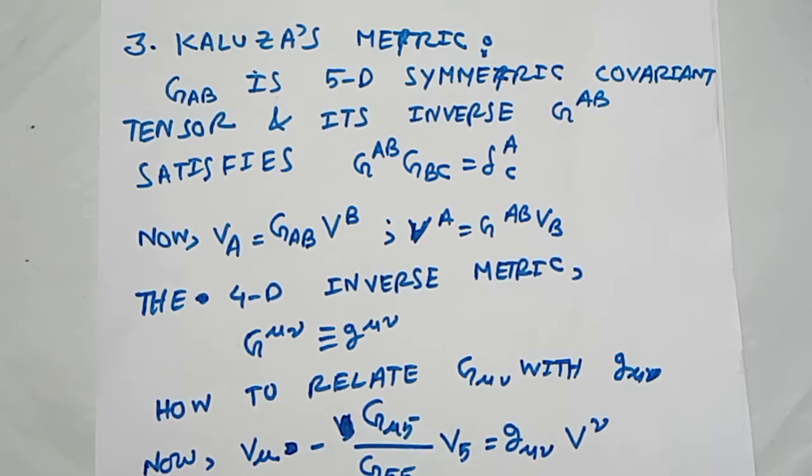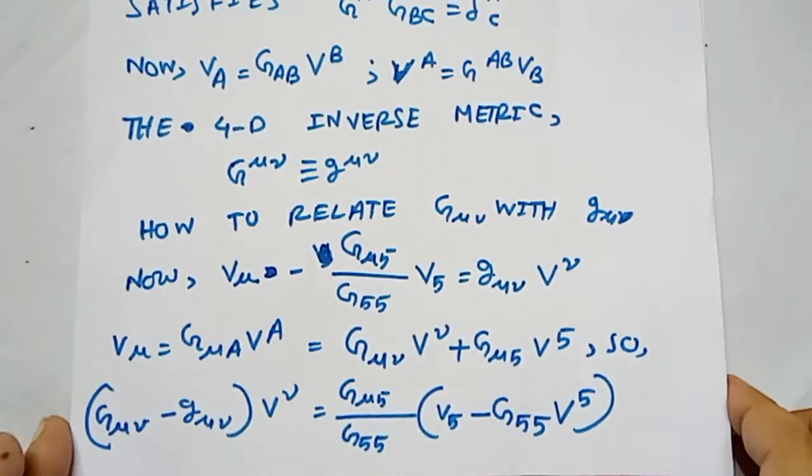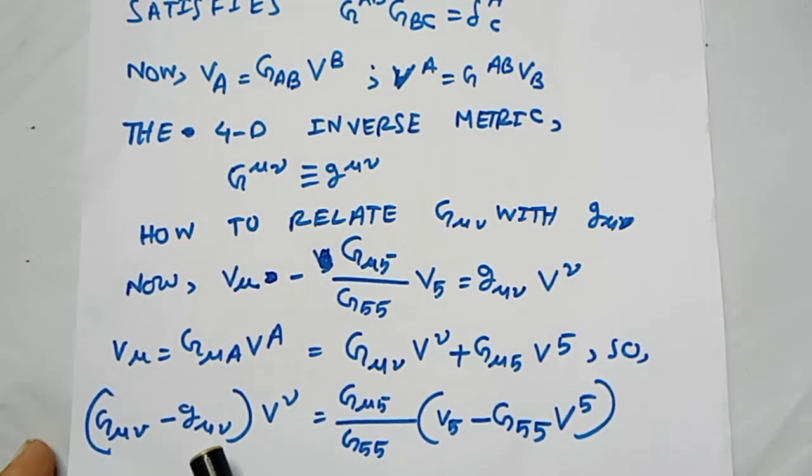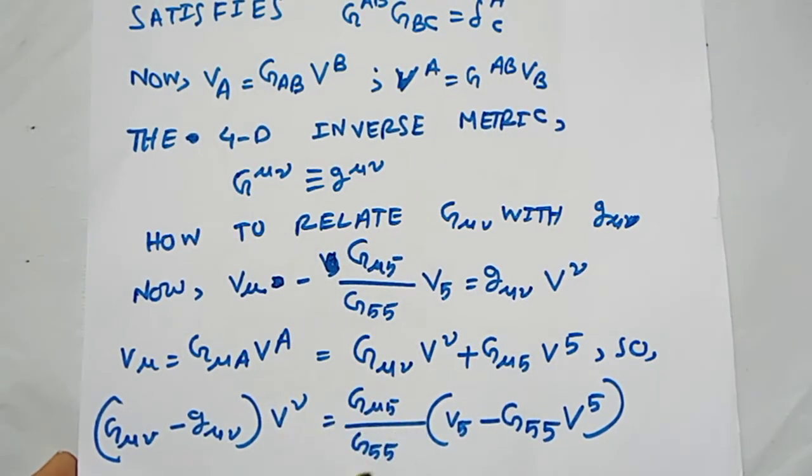This is the transformed 4-dimensional covariant vector corresponding to VA if the 4-dimensional metric is denoted by g mu nu. Okay. Now we have V mu, G mu A VA, G mu 5 V nu, G mu 5 V mu. So we have G mu A minus g mu nu V nu G mu 5 G 5 V 5 minus G 5 V 5. G mu nu minus g mu nu V nu G 5 mu G 5 V 5 minus G 5 V 5.